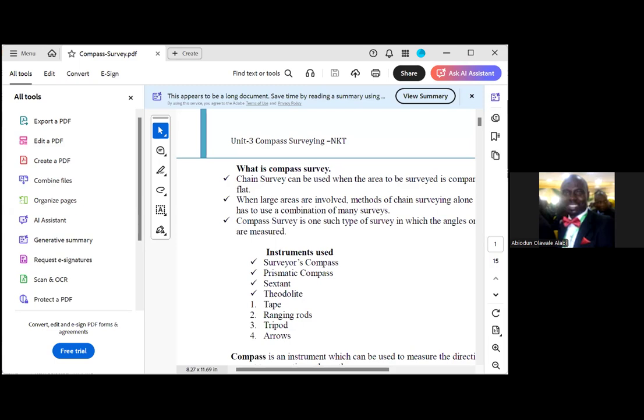So we also look at the reasons or the purposes of surveying or geomatics. Who can mention some of the reasons or purposes or benefits of surveying or geomatics?